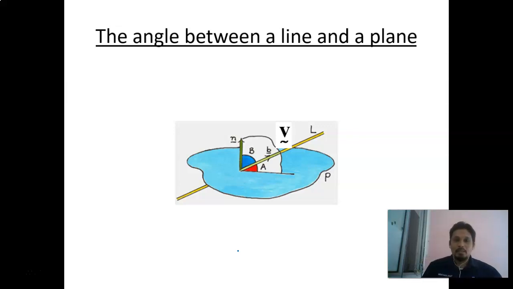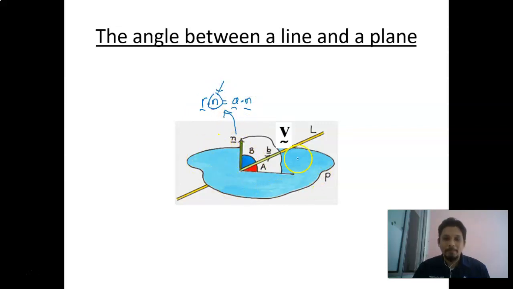From here, r dot n equals a dot n, and this n, the normal, is our reference for the plane. And this L, which is r equals a plus tv, for this straight line, v is our reference. So our reference is v for the line and n for the plane.